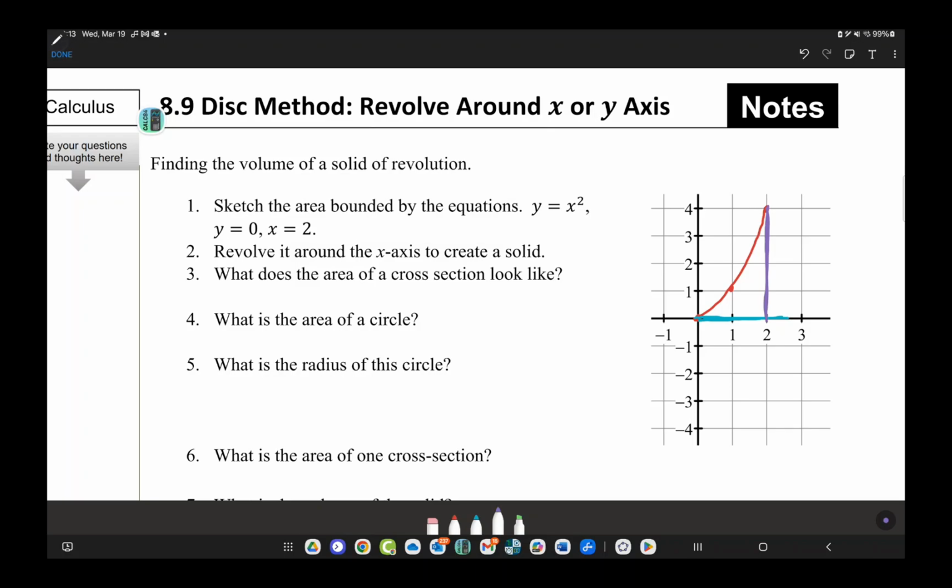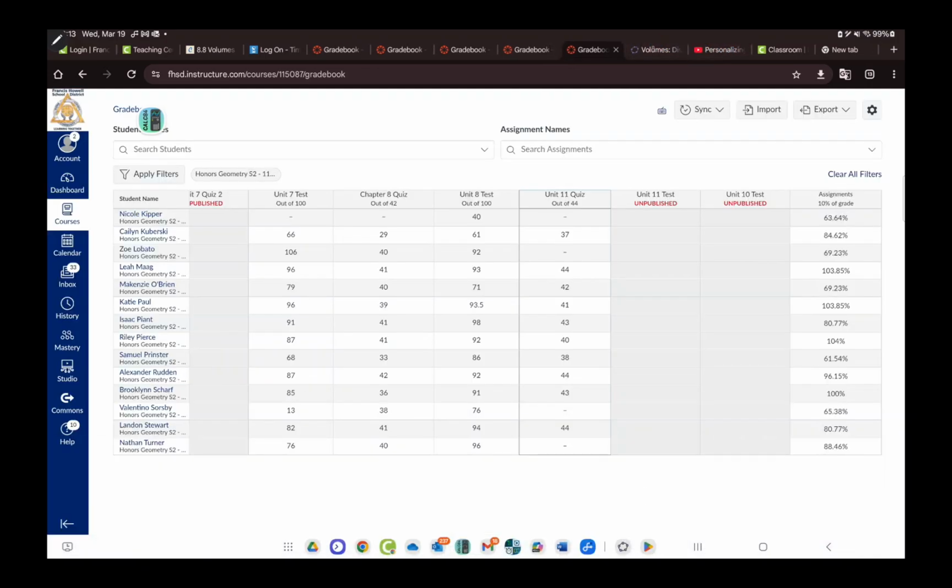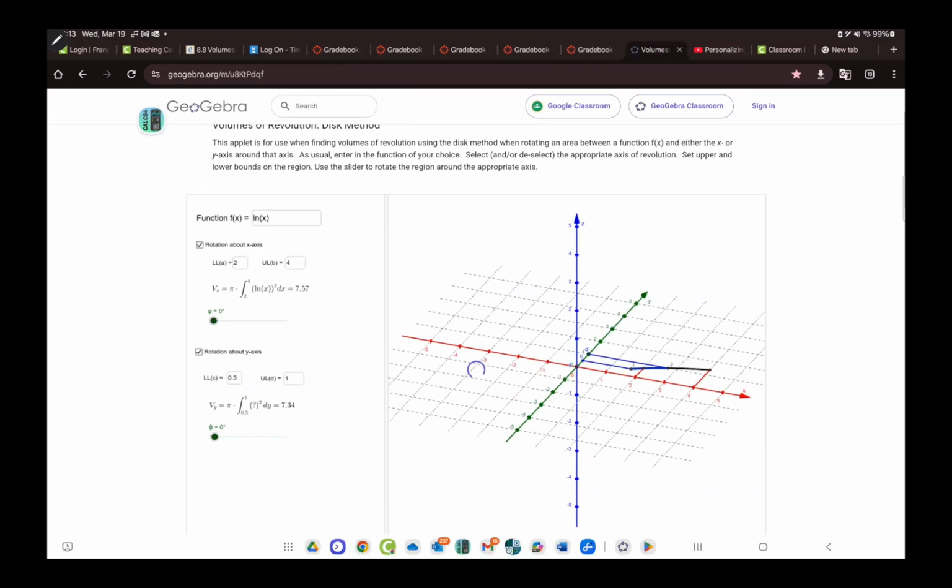Now, I found a nice little program. Let's see if I can... Where'd it go? Here it is.